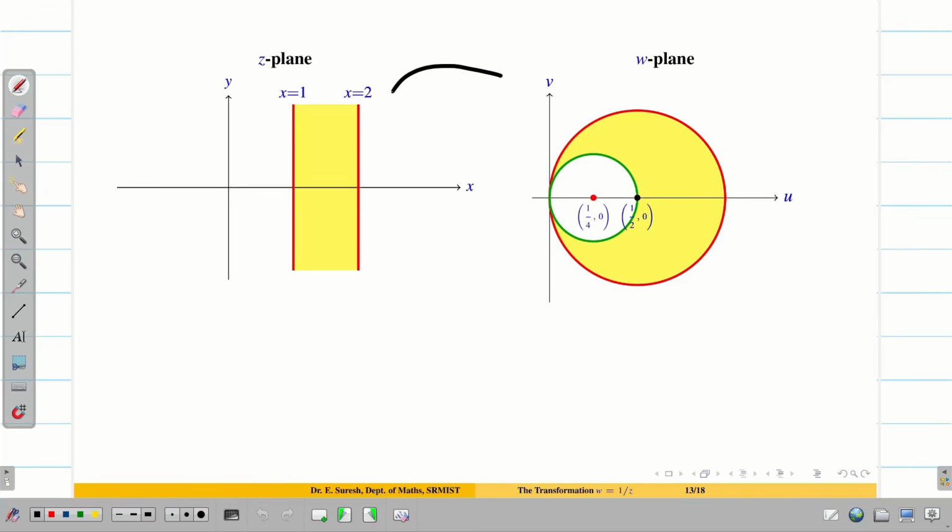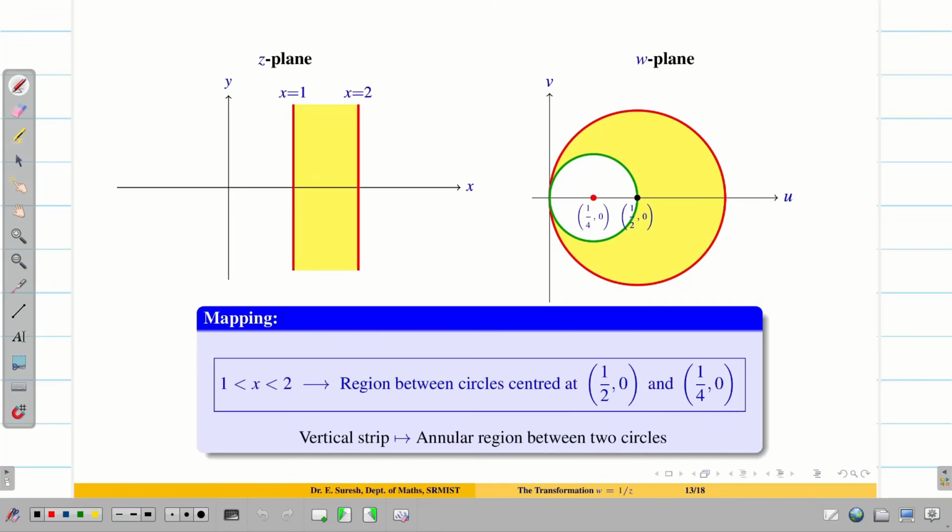So under the transformation W equals 1 by Z, my strip x lies between 1 to 2 is transformed into a region between two circles. So the vertical strip is mapped into an annular region between the two circles.